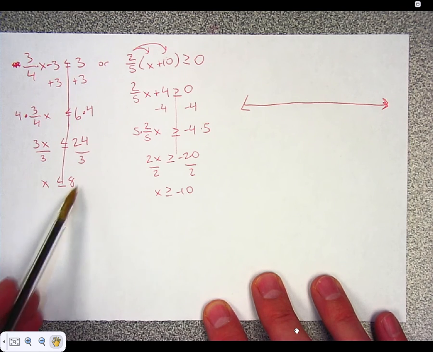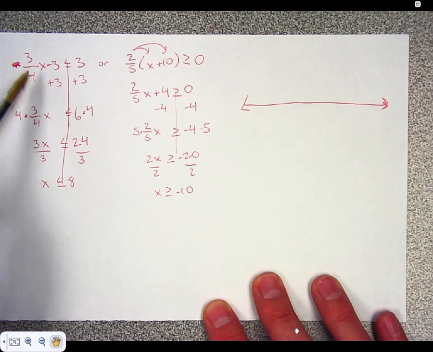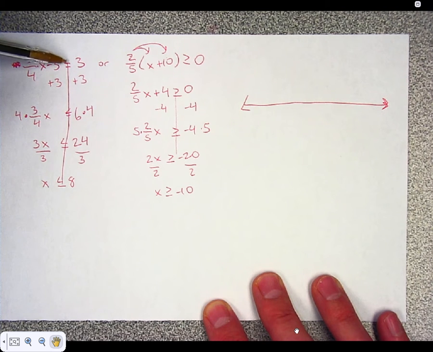This first inequality says that all the x's that are less than or equal to 8 are going to work in this inequality. So I want to find all the values of x that'll work here. So if I took 0, for example, 0 is less than or equal to 8. So 3/4 times 0 is 0. 0 minus 3 is -3. And -3 is less than or equal to 3. So 0 would work. Any number less than or equal to 8 will work in this original inequality.